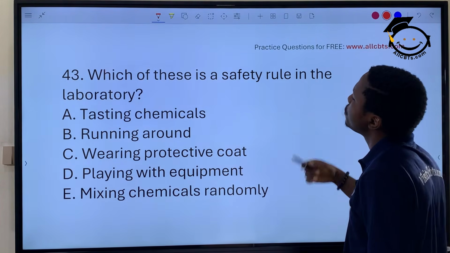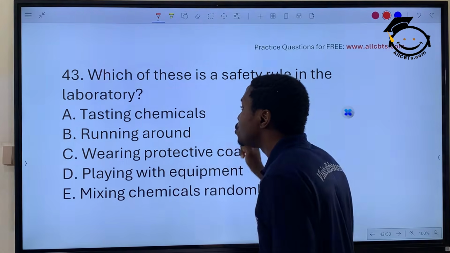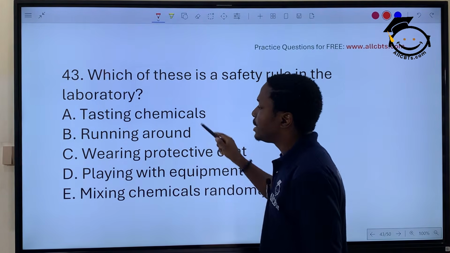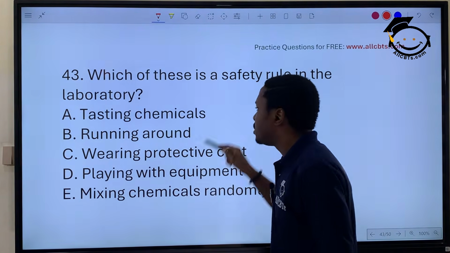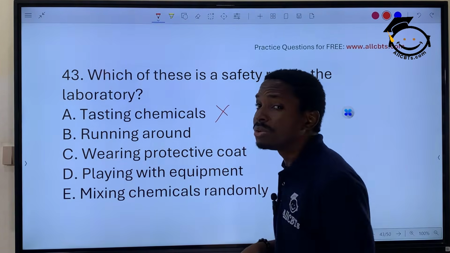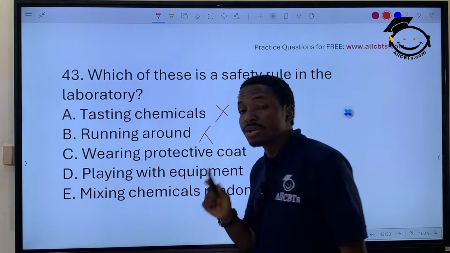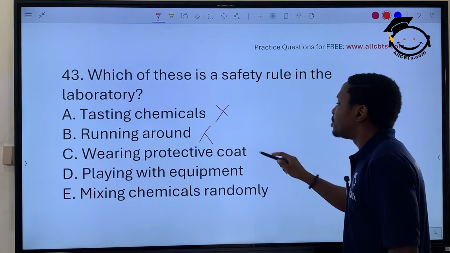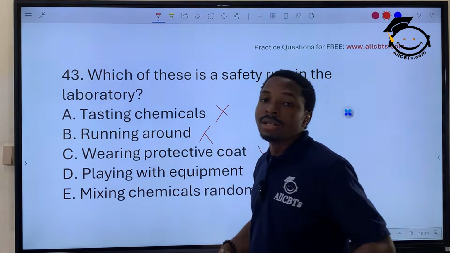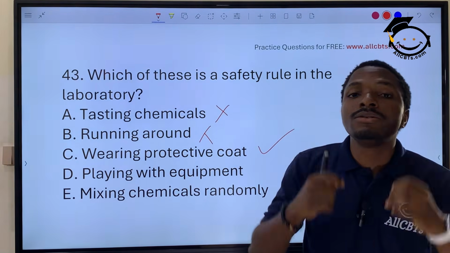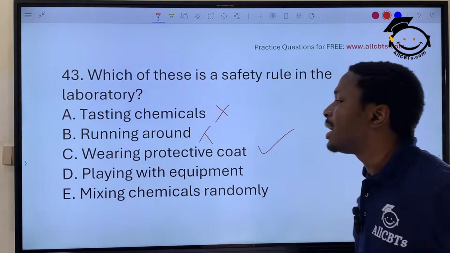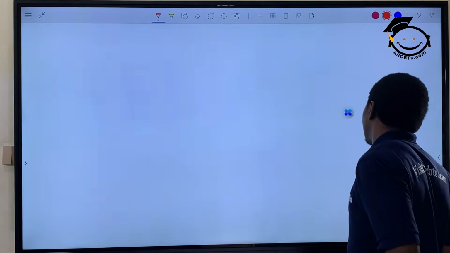43. Which of these is a safety rule in the lab? Which of these should you do in the lab? These chemicals? No. This could harm you greatly, especially if it is acidic. Running around the lab? No, you could knock something over. Wearing protective equipment, like your lab coat, your eye goggles, your safety gear. So when you wear that, you protect yourself in the lab.